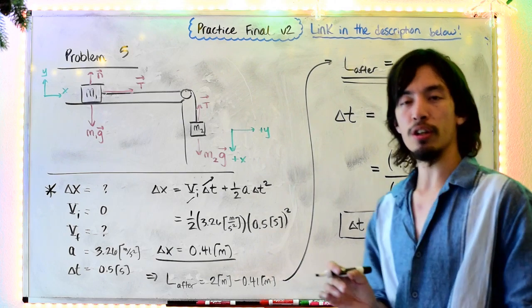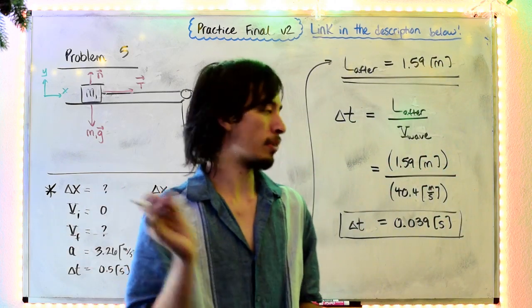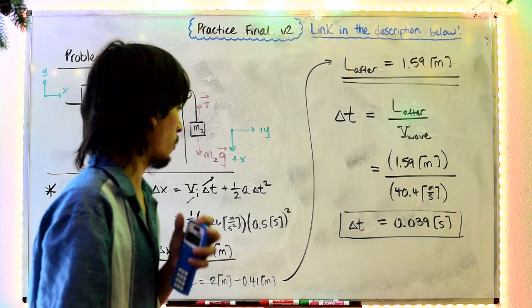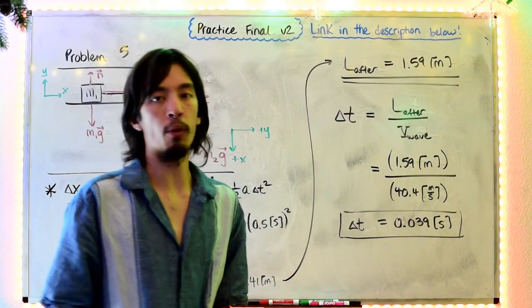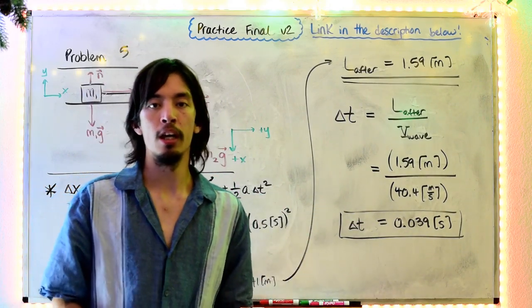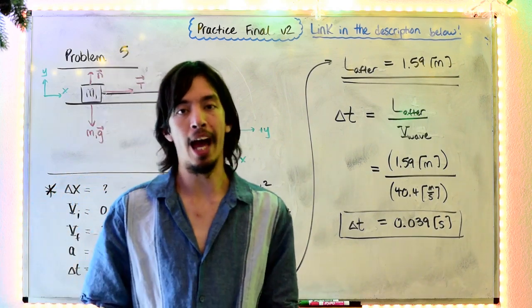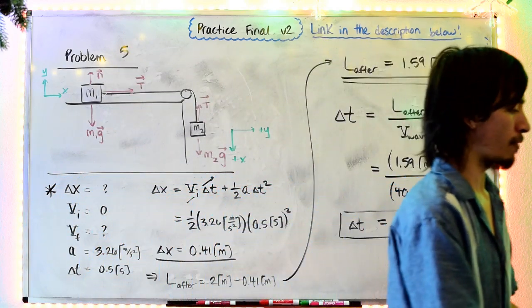The time it takes to go from one end to the other is extremely small compared to the time interval we're working with. It's not even 0.03 seconds compared to the 0.5 seconds that has already elapsed. So the pulse travels very, very quickly.